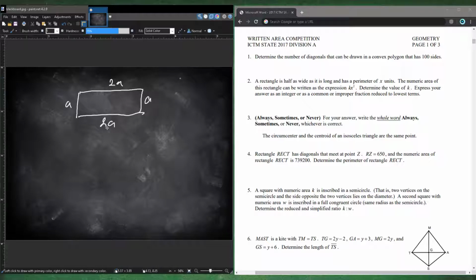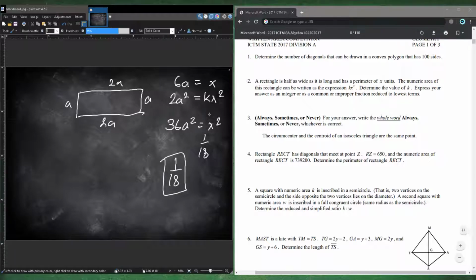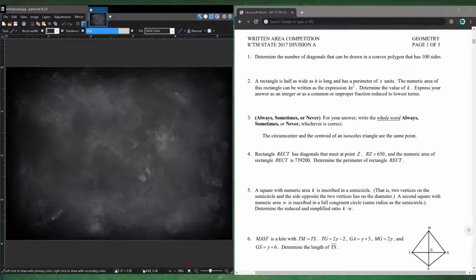Okay, that means its perimeter is 6a, which is equal to our x, and we need to get our area, right? So that's 2a times a, which is 2a squared, and it's in the form kx squared. So what's k? Well, if we square both sides, 36a squared is equal to x squared. Since we need 2a squared, we need to multiply both sides by 18. So that means 1 over 18 is our k. Okay, so that's the answer to number 2.